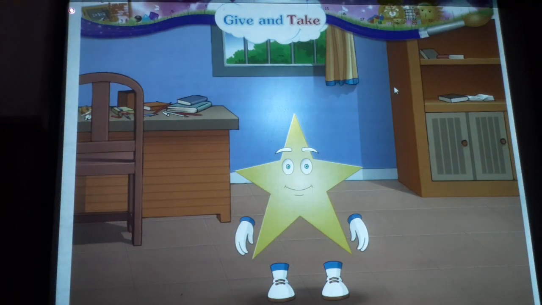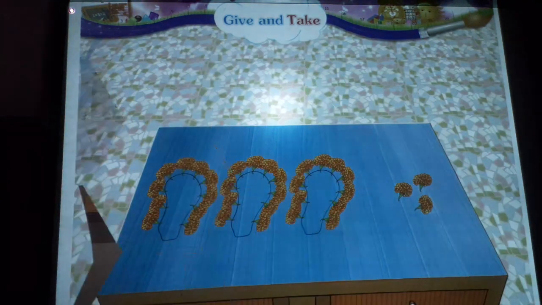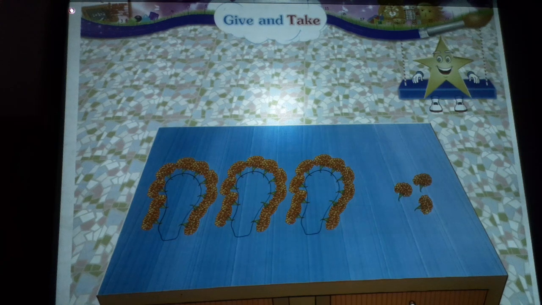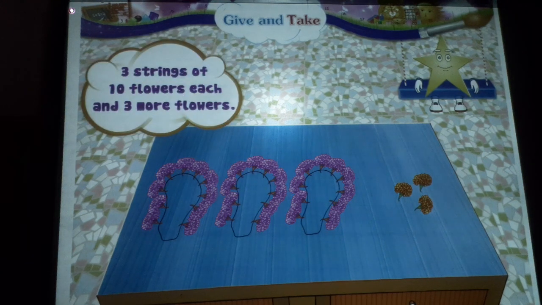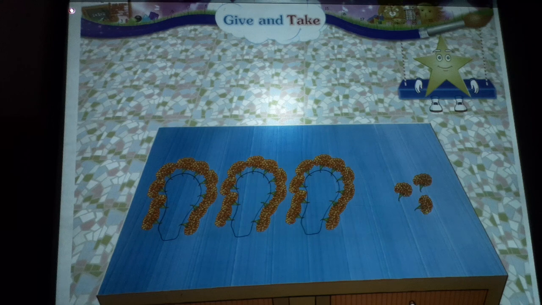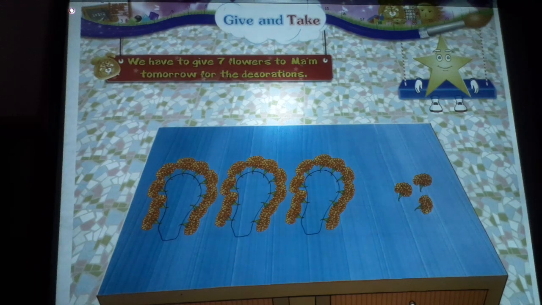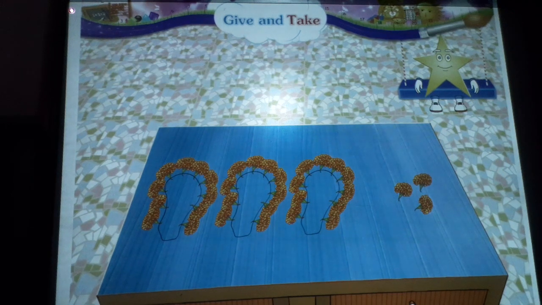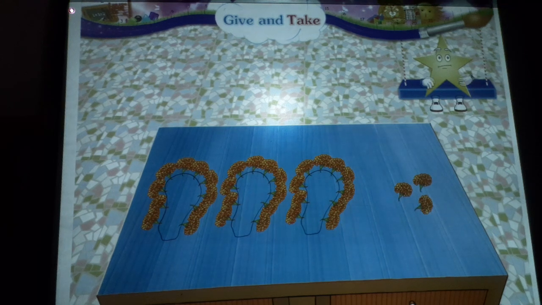Using the above method of untying tens, we shall now learn to do subtraction by borrowing. Look, Starry, we have got 3 strings of 10 flowers each and 3 more flowers. Out of these, we have to give 7 flowers to Ma'am tomorrow for the decorations. Can you tell me how many flowers will be left with us?